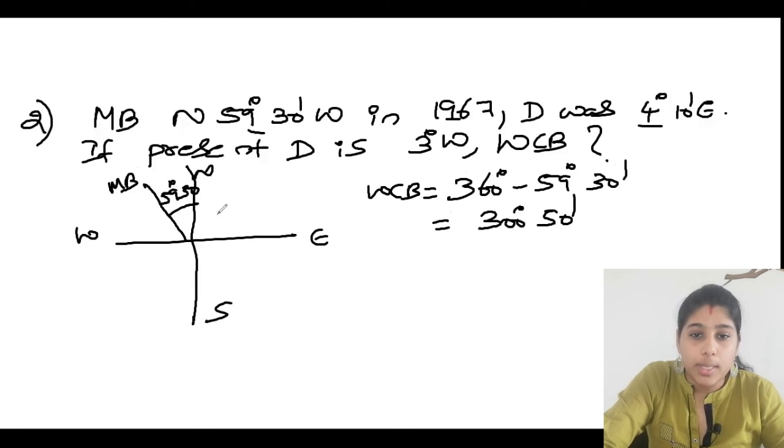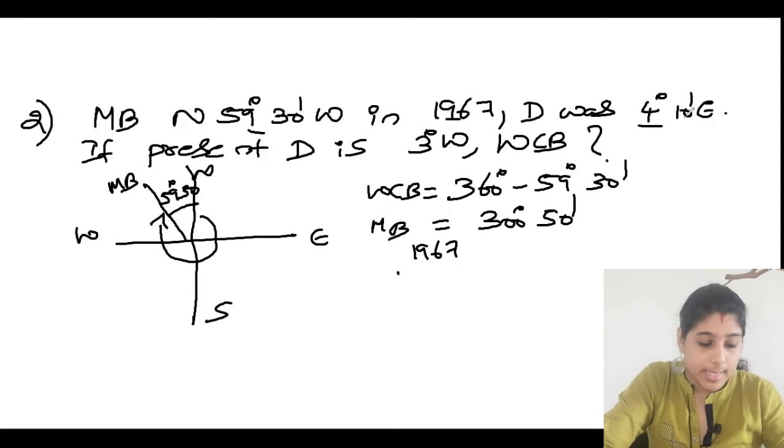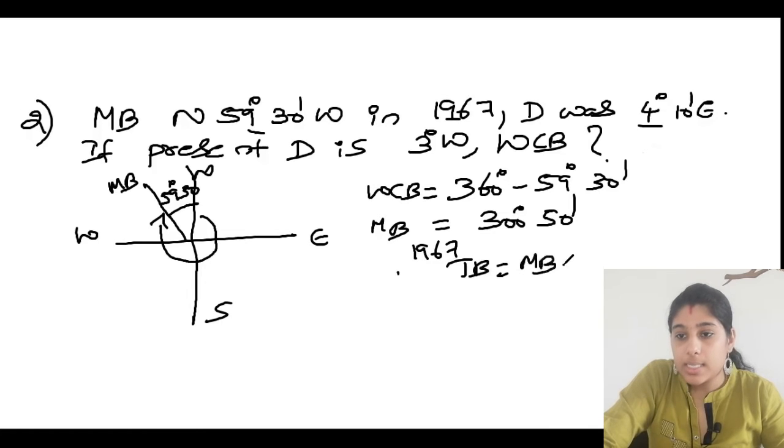So this total magnetic bearing, whole circle bearing in 1967, was 300 degree 30 minutes, and the declination was 4 degree 10 minute east. That means true bearing will be what? Magnetic bearing plus east declination, that is 300 degree 30 minute plus 4 degree 10 minute.